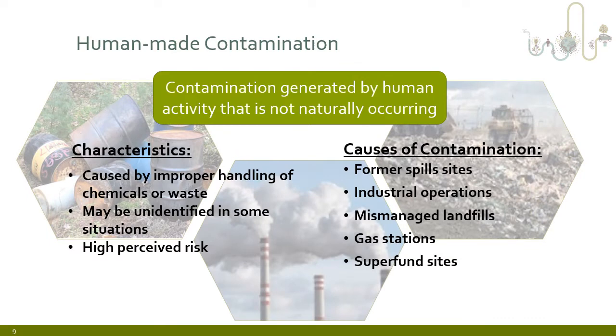Next, we will consider human-made contamination, or contamination that is due to human activities rather than being naturally occurring. Often human-made contamination is caused by improper handling of chemicals or waste. It may be hidden or unidentified in some cases. Common causes of human-made contamination include former spill sites, industrial operations, mismanaged landfills, gas stations, and Superfund sites. We will describe Superfund sites in more detail later in the training.